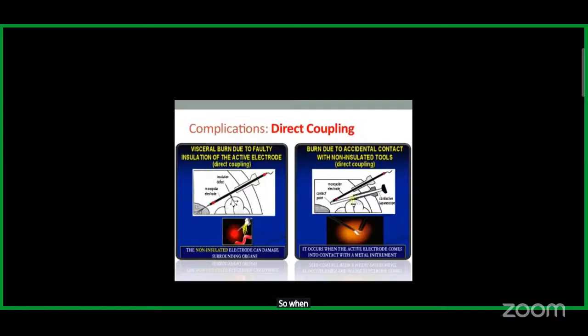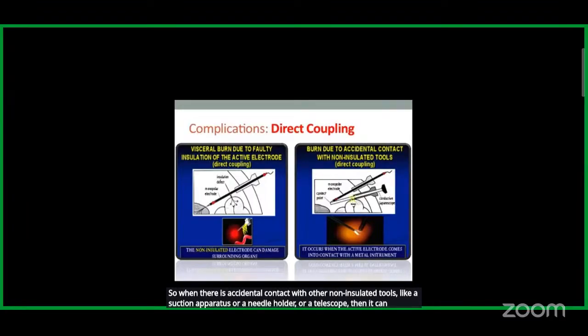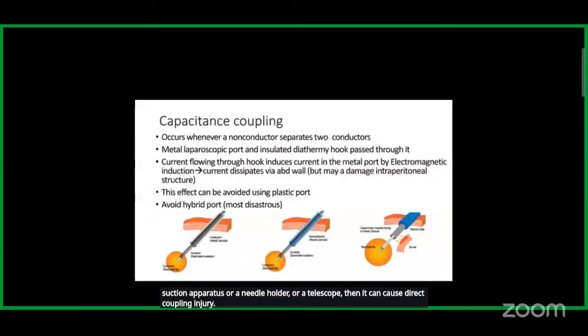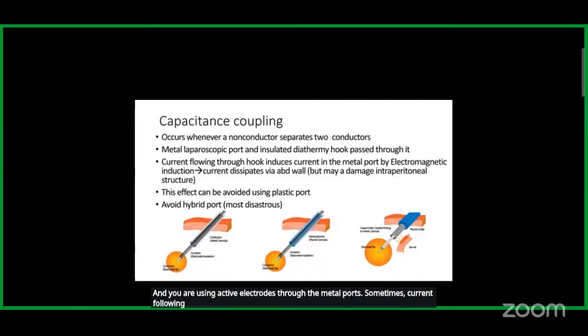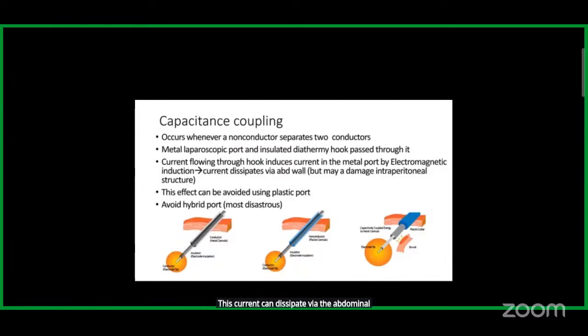So when there is accidental contact with other non-insulated tools like a suction apparatus or a needle holder or a telescope, then it can cause direct coupling injury. Now what is capacitive coupling? When you are using metal ports and you are using active electrodes through the metal ports, sometimes current flowing through the hook will induce current in the metal port. This current can dissipate via the abdominal wall and it can damage an intraperitoneal structure also.